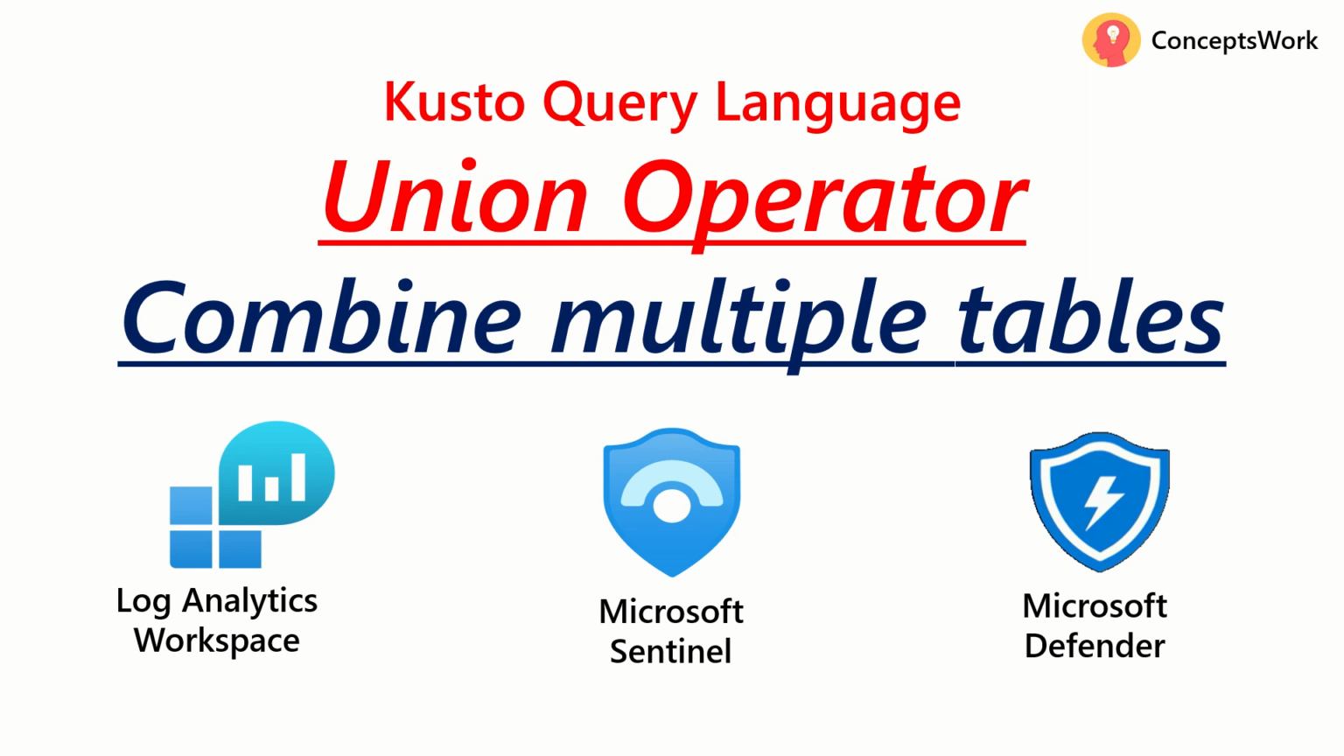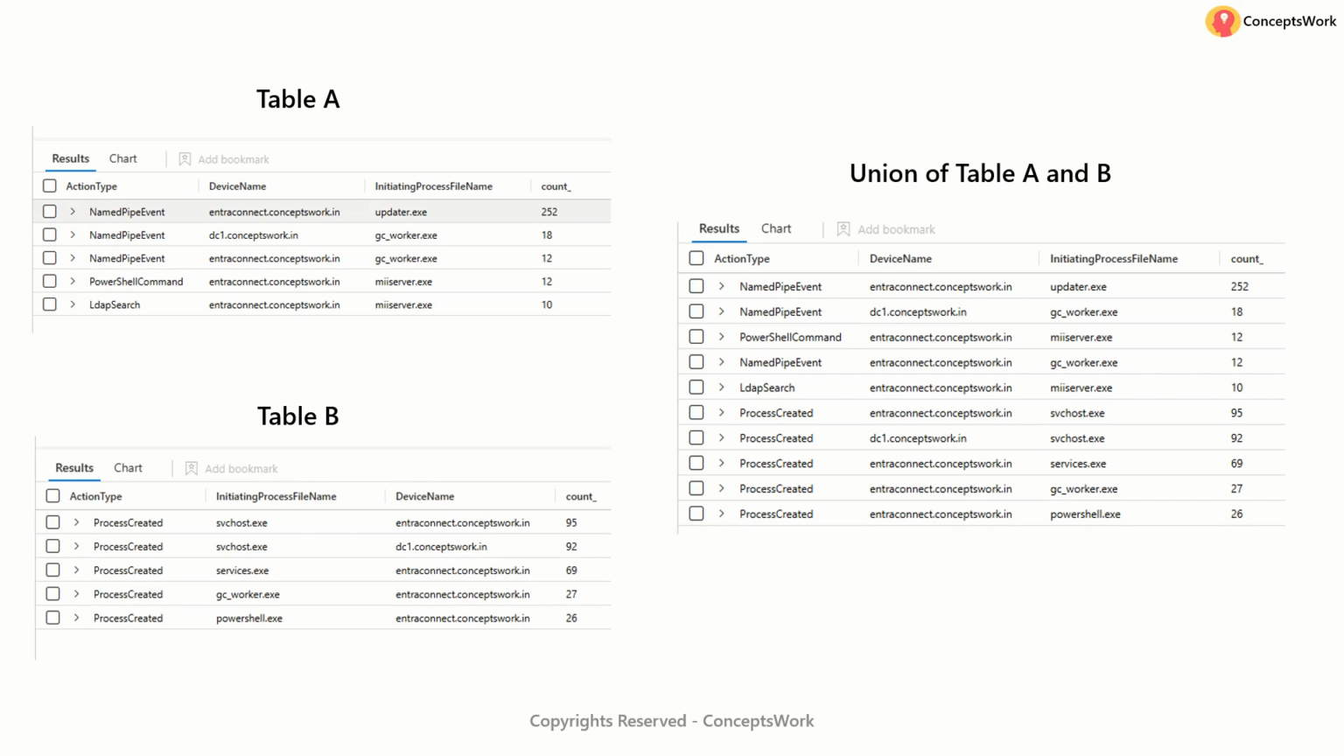Now in this playlist of learning KQL from scratch, the next thing that I'm going to talk about is the union operator and how you can combine data from multiple tables. The concept is fairly simple: it just combines the outcome from both the tables and lists it as one specific table.